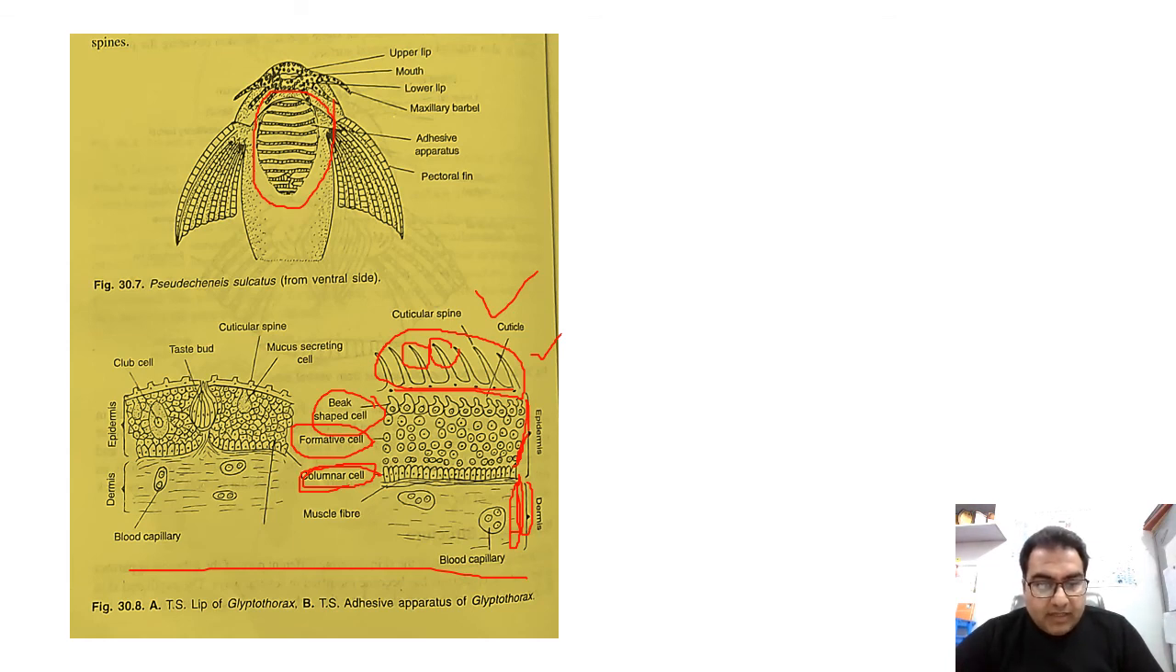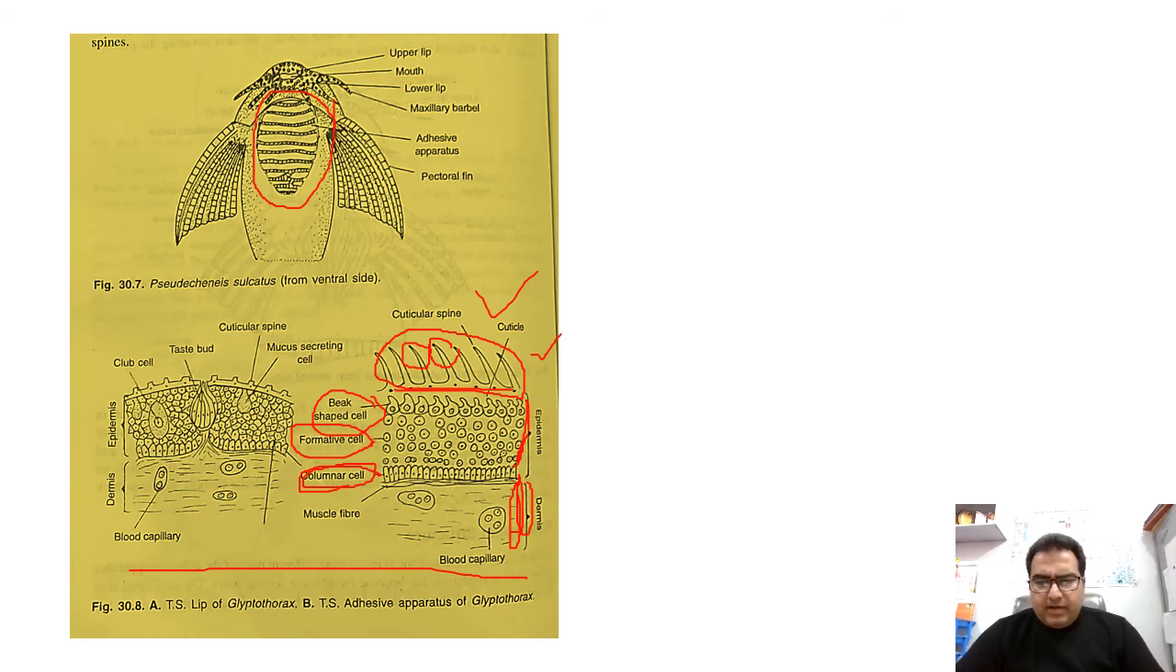Whereas in the case of the siluroid fishes such as Glyptothorax and Pseudecheneis, these ridges are pulled outwards and they form a sort of vacuum so that they can attach themselves to the substrate. So this was all about the adaptations in the case of hill stream fishes.